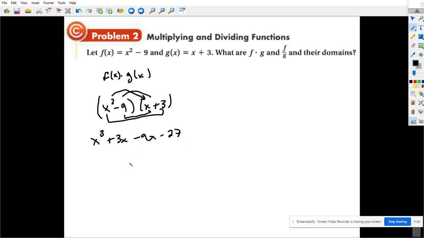Nothing left to do with this. I'm not asking you to factor it. I'm not asking you to do anything else with this. But notice I have a cubic polynomial. What's the domain? Negative infinity to positive infinity.